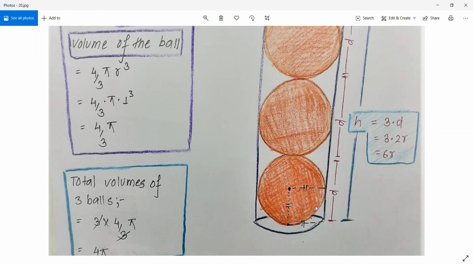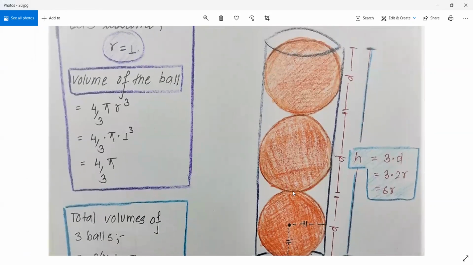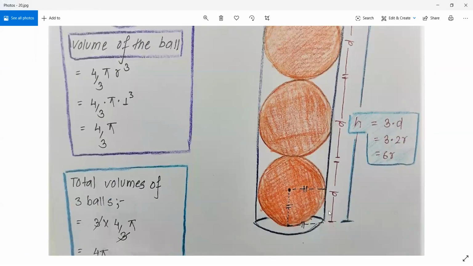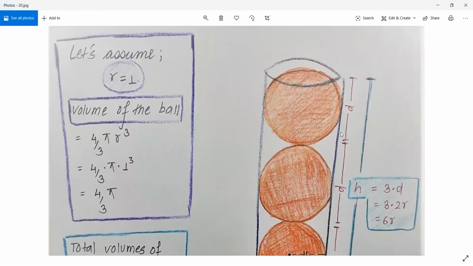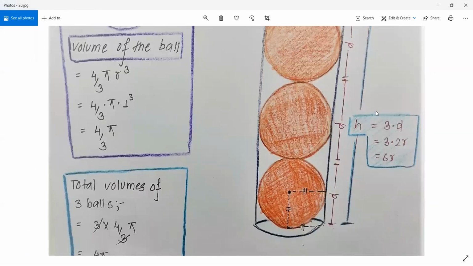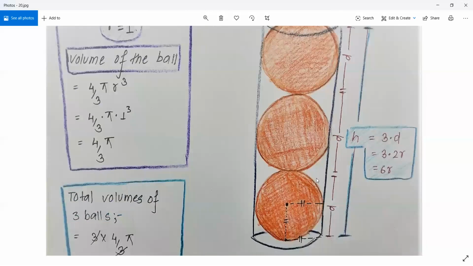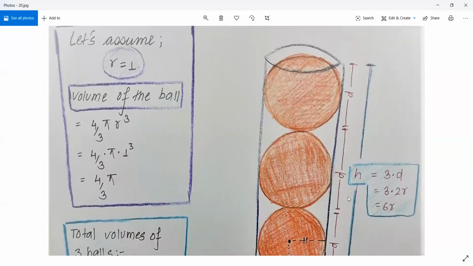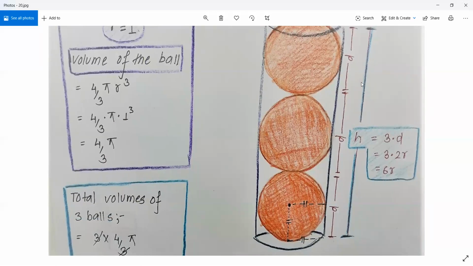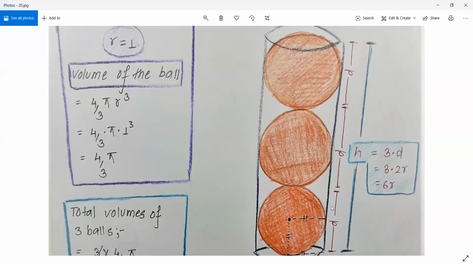From this point to this point, it's the diameter of the sphere. Let's say it's d. Similarly, from this point to this point, same, the diameter of the sphere. Since the three balls are equal, the height of the cylinder can be written as d plus d plus d, that is 3d. Since when you add the 3 diameters of the balls, you get the height of the cylinder.